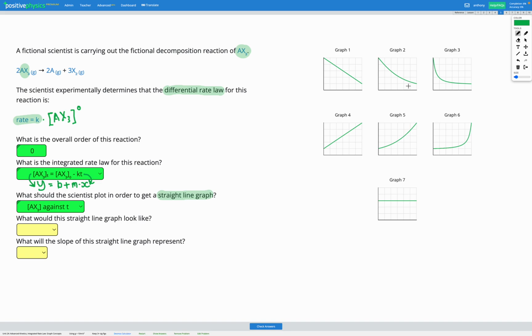Now we're asked what this straight line graph will look like. So we want it to be a straight line. So it's going to be either graph 1 or graph 4, or graph 7, I guess. Those are the ones with straight lines. However, based on our integrated rate law equation, we know that the slope, m, is going to be negative k. So we know that the graph is going to be sloping downwards, because k, the rate constant, is positive and it's negative k. So we know it's going to be graph 1, because that's sloping downwards.